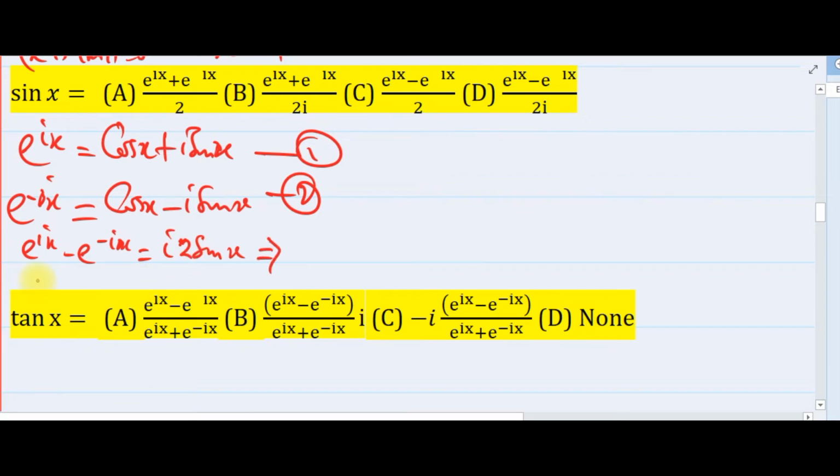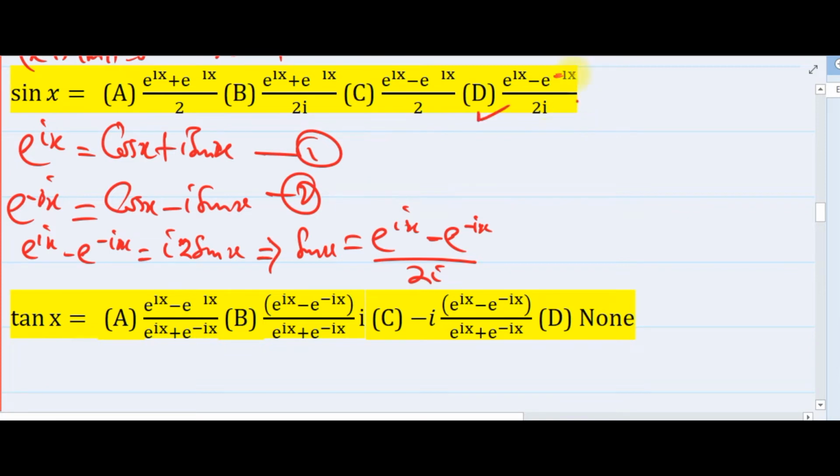So sine x is now e to the ix minus e to the minus ix over 2i. So the answer is, it seems none of them is the answer. Maybe we omitted something. Maybe this should be the minus. So this should be the minus. So the answer is D.